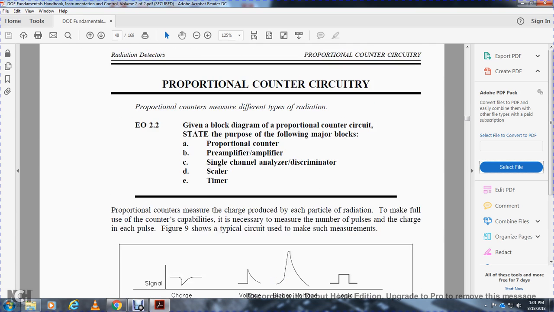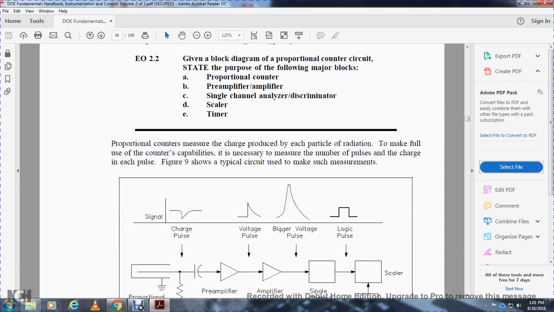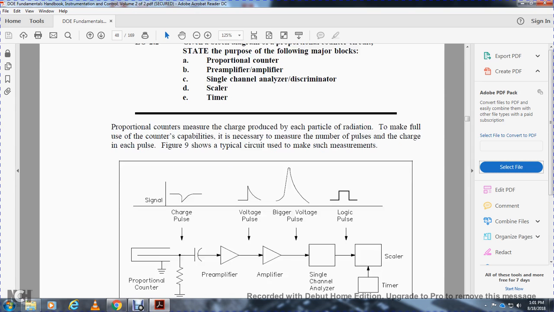Proportional counter circuitry. A proportional counter measures the charge produced by the radiation. The circuitry must be capable of measuring the number of charges in each pulse. Figure 9 shows a typical circuit used to make this measurement. A single charge produces a small voltage pulse, and a bigger charge produces a larger voltage pulse.